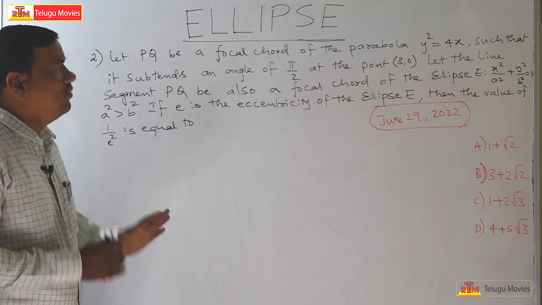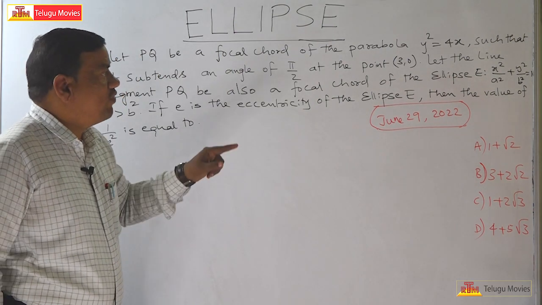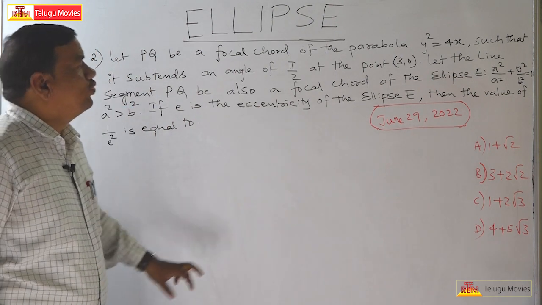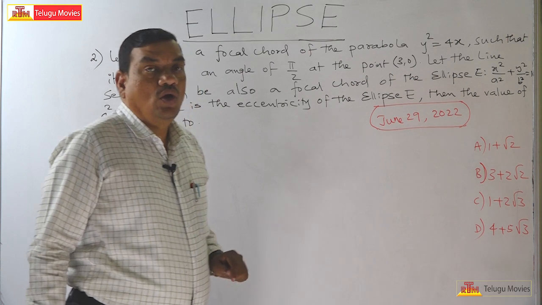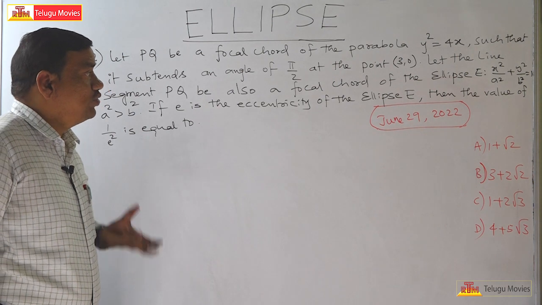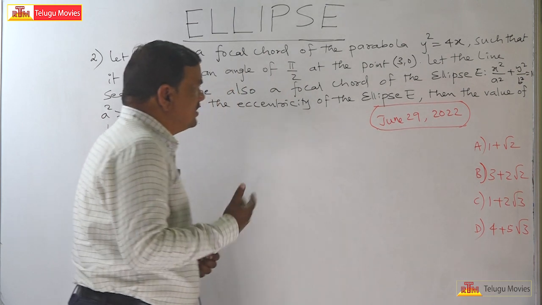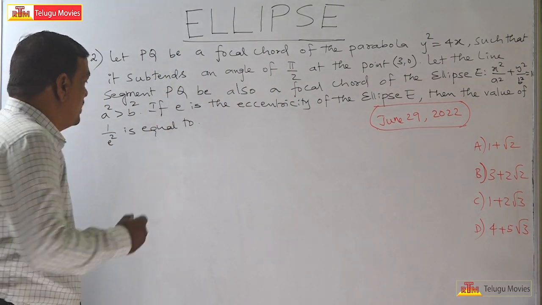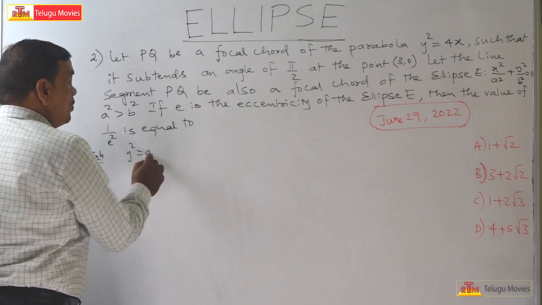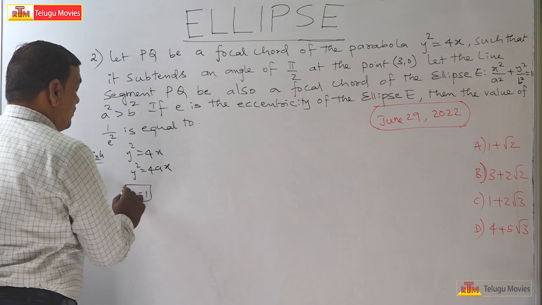okay, right. On the whole, first of all, PQ is a focal chord of the parabola y square is equal to 4x. It subtends an angle pi by 2 at the point 3 comma 0. Okay now, if you know the endpoints of P and Q, then it is easy to find out the a square and b square values. Let us first draw the diagram so that we can understand the problem easily. First, the parabola is y square is equal to 4x. This is equal to y square is equal to 4ax. Therefore, a is equal to 1.